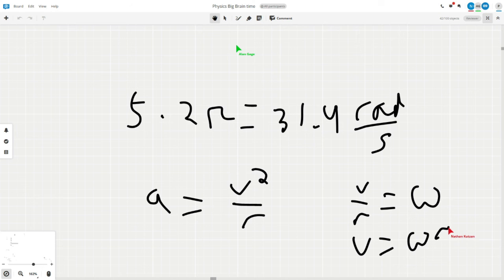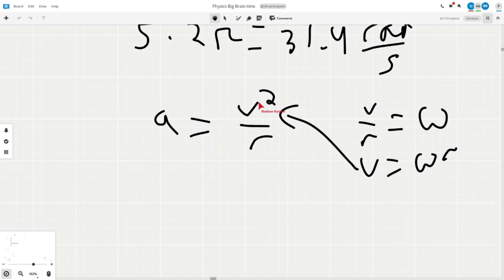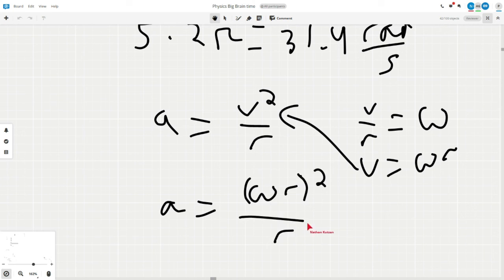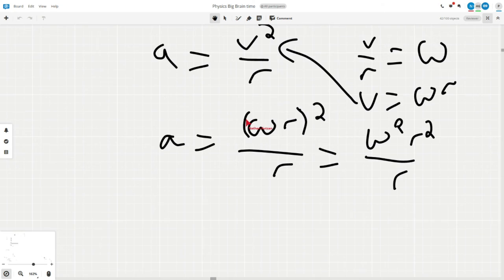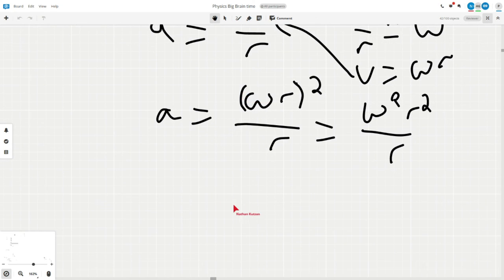And so then we can take this and substitute that in for v. So we would say a is equal to omega r squared over r, and that's just omega squared r squared over r. And finally, if you cancel out the r's, that means a is equal to omega squared r. Any questions about how I got to that point?